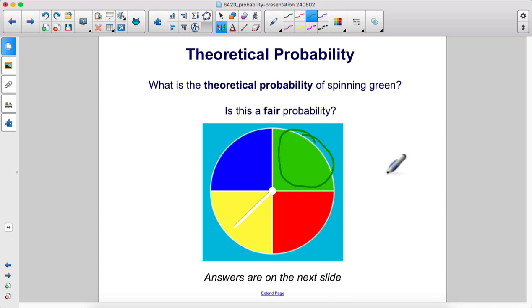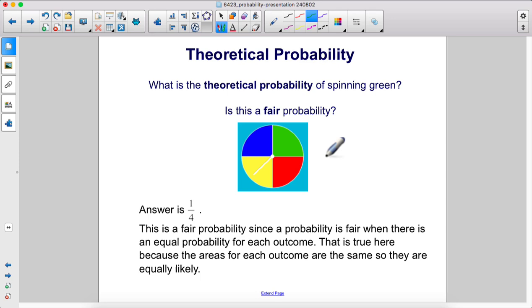Is this a fair probability? The answer is 1/4. There is a 25% chance of spinning green. This is a fair probability, since a probability is fair when there's an equal probability for each outcome. That is true here because the areas for each outcome are the same, so they're all equally likely.